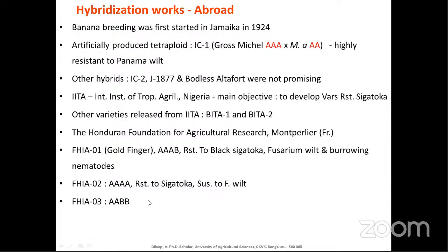And FHIA3, that is of the AA and BB group, and FHIA17 and FHIA21. All these three, FHIA3, FHIA17 and FHIA21, are resistant to black Sigatoka and Fusarium wilt. Yeah, that was what I was talking about, no? Fusarium wilt, that is race 4.